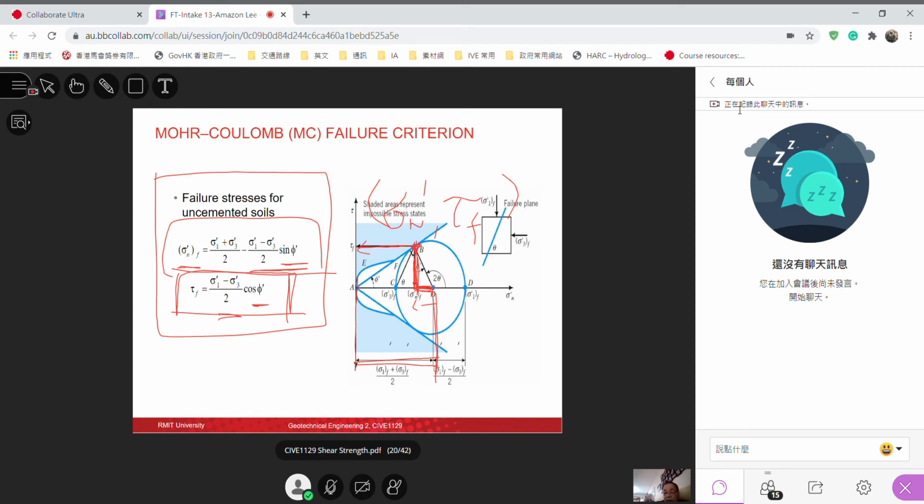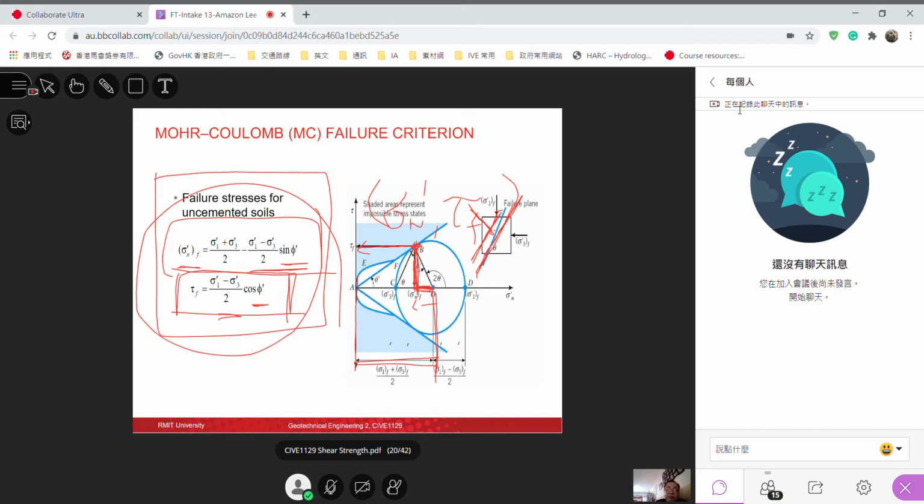So at that point, the soil with the combination of major principal stress sigma 1 and minor principal stress sigma 3 fails along this potential failure plane with that pair of normal stress and shear stress, the relationship. So that means we can give you the major principal stress and minor principal stress and the angle of friction and ask you what is the normal stress at failure and the shear stress at failure. That's one way to ask.